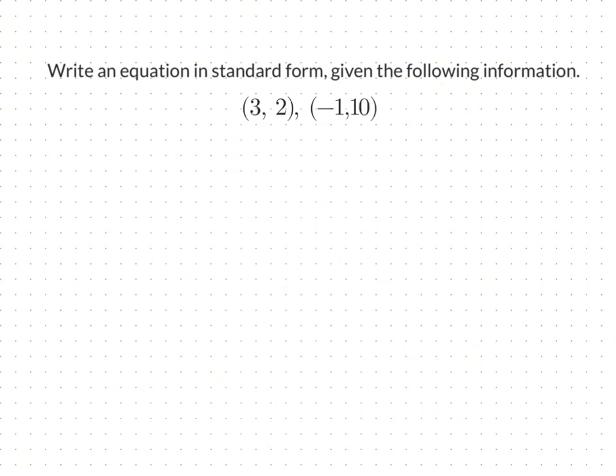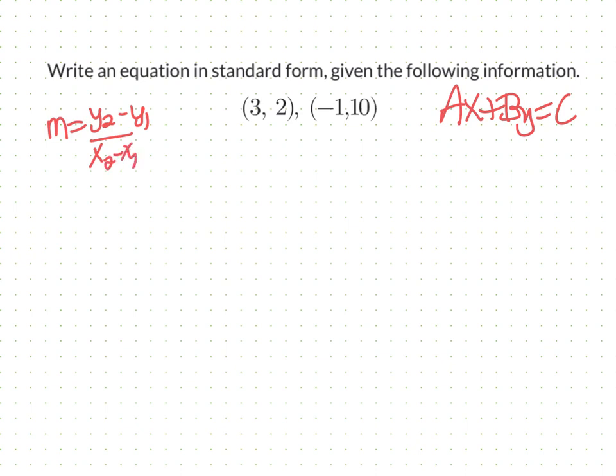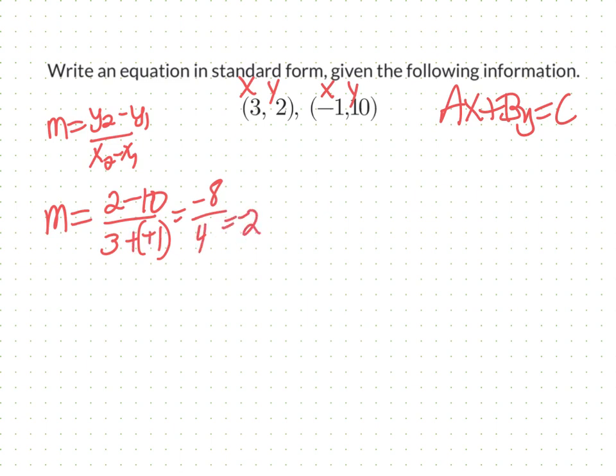Alright, so on this one, write an equation in standard form given the following information. Now this one we're not given slope, so we have to find the slope. And if we remember, to find slope, it's the change in y over the change in x, okay? Alright, so let's go. m equals 2 minus 10 over 3 minus a negative 1. So negative 8 over 4, which is negative 2. Okay? So now I can do my point-slope form.